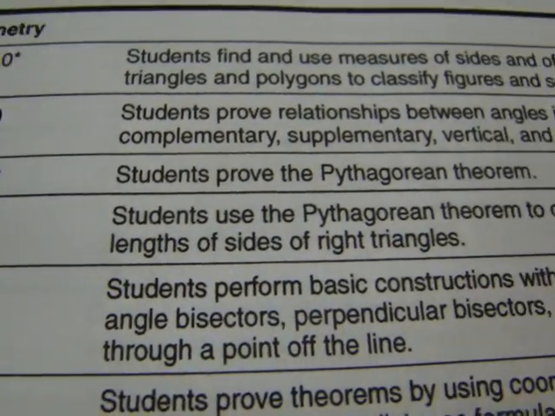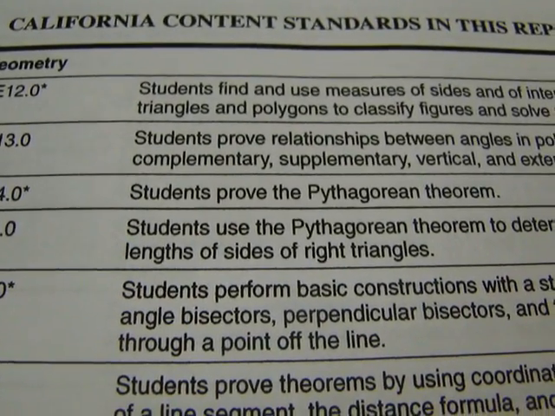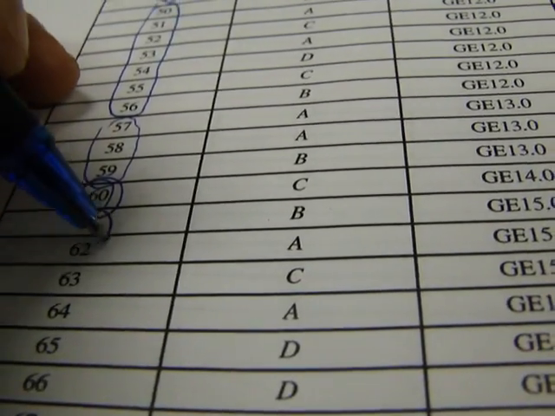Standard 15 is about using the Pythagorean theorem to solve. So let's see what it's about. Standard 15: students use the Pythagorean theorem to determine distance and find missing lengths of sides of right triangles. So Standard 15 will be these three problems. That is problems 61, 62, and 63.